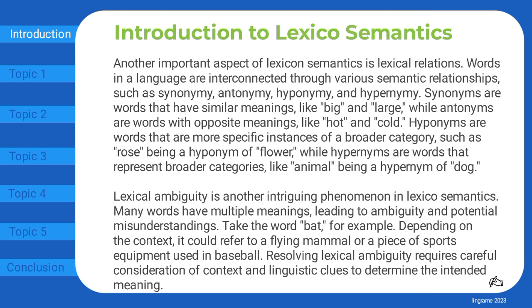Lexical ambiguity is another intriguing phenomenon in lexicon semantics. Many words have multiple meanings, leading to ambiguity and potential misunderstandings. Take the word bat, for example. Depending on the context, it could refer to a flying mammal or a piece of sports equipment used in baseball. Resolving lexical ambiguity requires careful consideration of context and linguistic clues to determine the intended meaning.